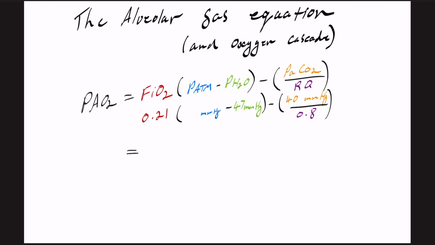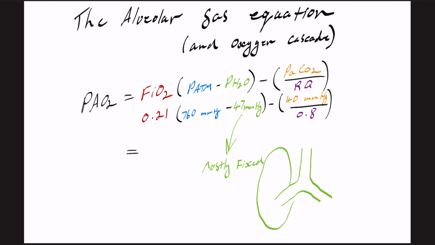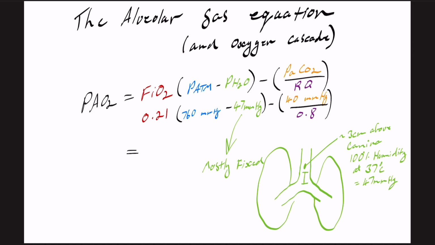So in green here, we've got our vapor pressure. Now, vapor pressure is largely fixed because when you get to about 3 centimeters above the carina of the lungs, and the carina is the point where the trachea splits and you have the left and right main bronchus, and it's just at the bottom of that. At about 3 centimeters above this, at 100% humidity at 37 degrees, the partial pressure of the vapor is about 47 millimeters of mercury. And remember, this takes up some space in our air, so it lowers our oxygen carrying capacity off the air that's brought into the lungs, but it's largely fixed, so we can't really change that.